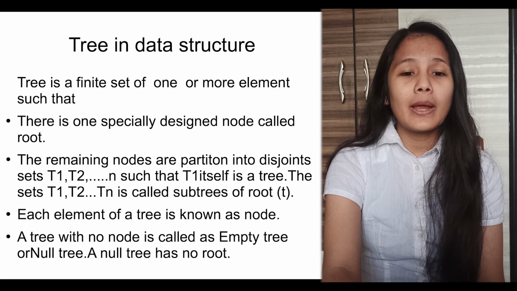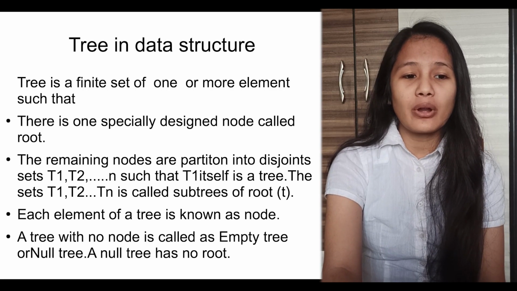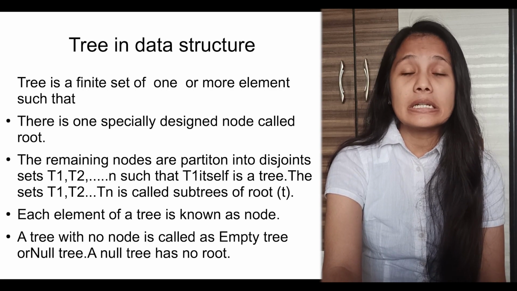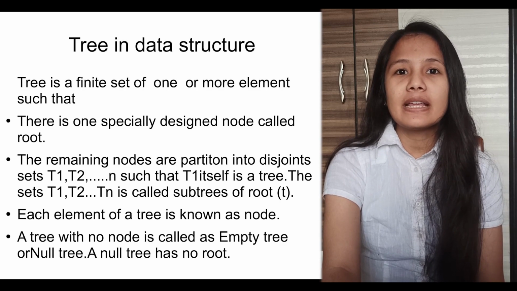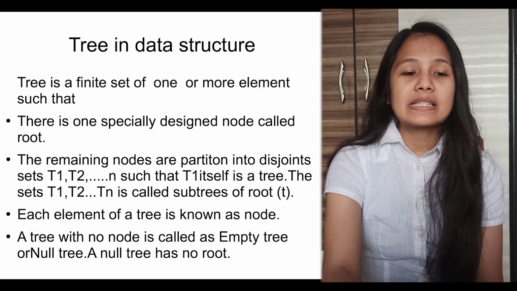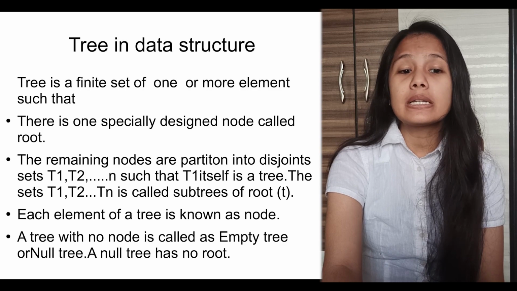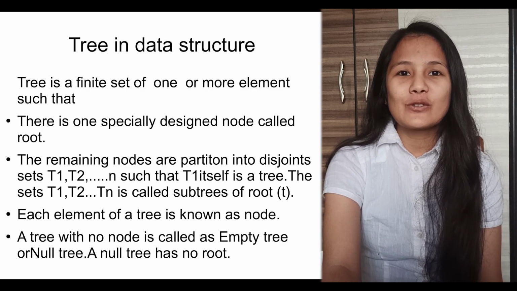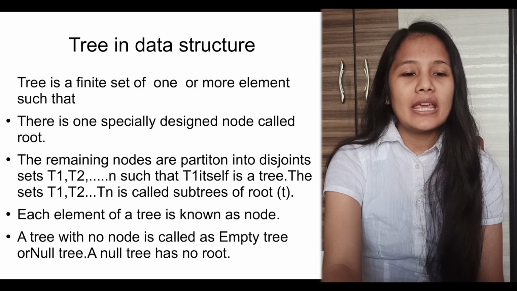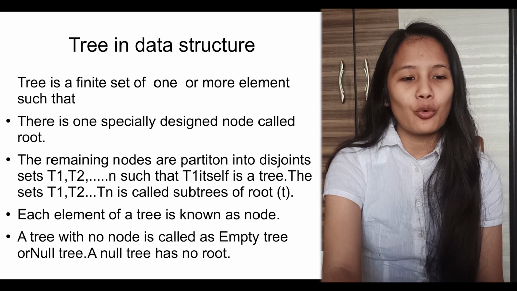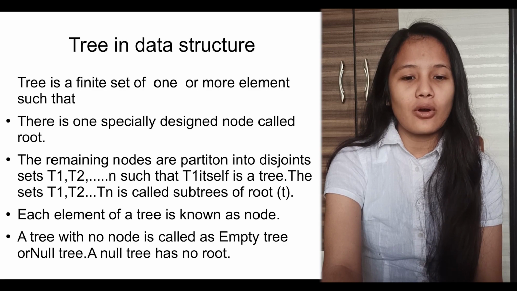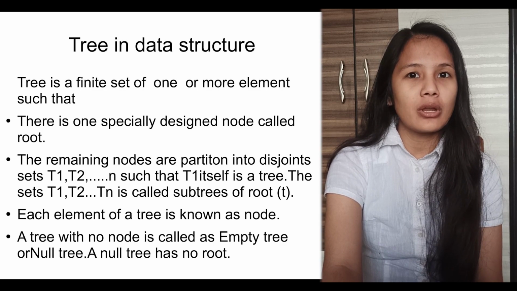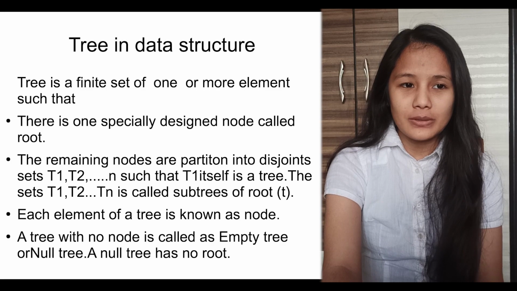In the same way, the remaining nodes are partitioned into disjoint sets T1, T2 till Tn such that T1 itself is a tree. The sets T1, T2 till Tn are called subtrees of the root. You will come to know very soon what T1 and T2 are. Each element of a tree is known as a node. A tree with no node is called an empty tree or null tree. A null tree has no root.